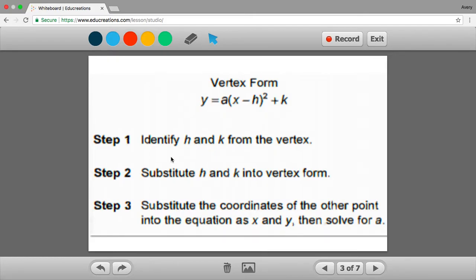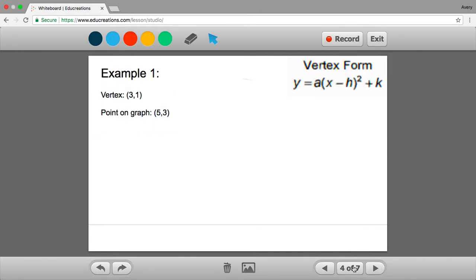So our steps are going to be first to identify the h and k from the vertex, substitute the h and k into vertex form, and then substitute the coordinates of the other point into the equation as x and y. Then solve for a. So let's get into an example problem.